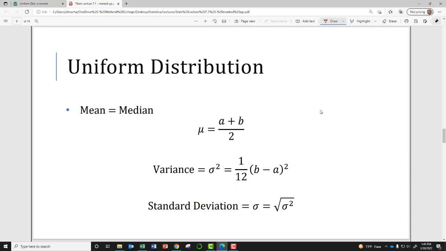So for the uniform distribution, the mean is the median. Those are the same because the uniform distribution is a symmetric distribution. The population mean is going to be the lower bound plus the upper bound divided by 2. That's what (a + b)/2 says. So it's halfway through your interval of possibilities. That's the median and the mean. The variance has a strange formula. It's going to be 1/12 of (b - a) squared. And the standard deviation is always just the square root of the variance, right?